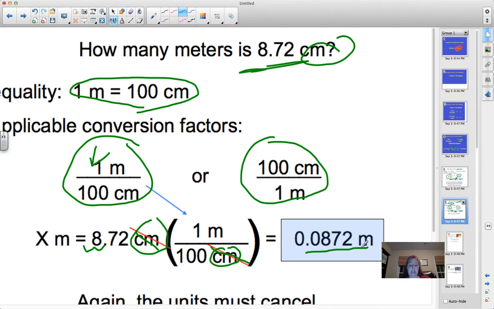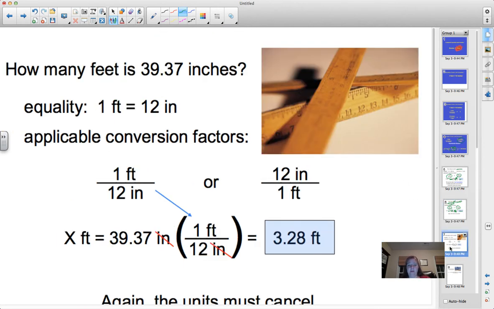All units must cancel. These centimeters cancel, and we're left with meters, which is what we wanted to begin with. How many meters? Check. Okay, we have our meters as a final answer. Let's look at this one here.